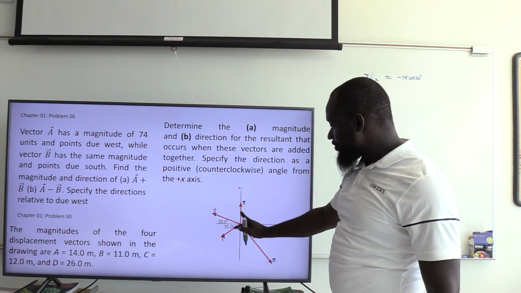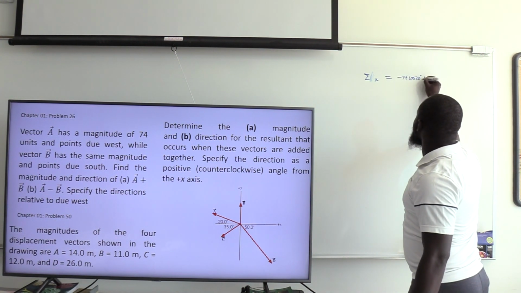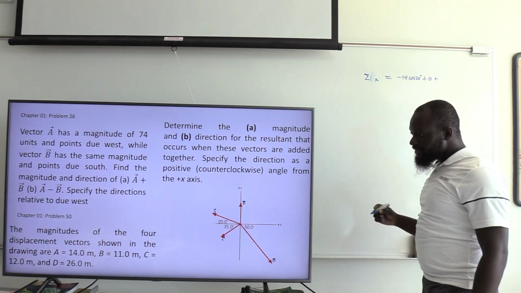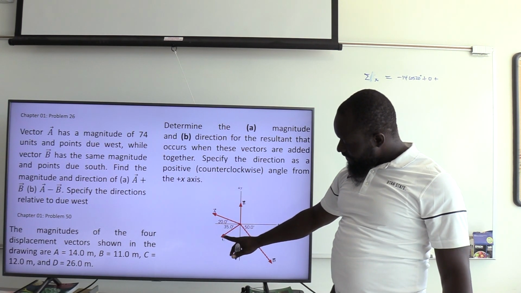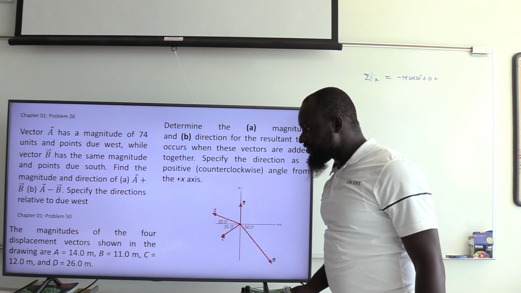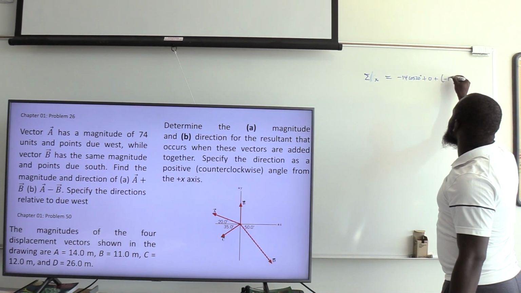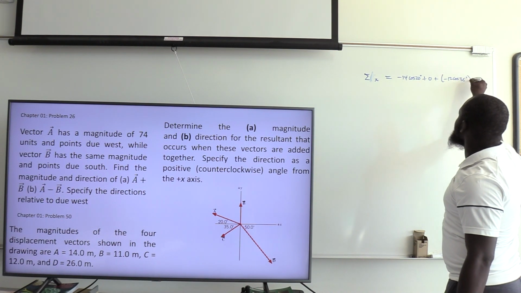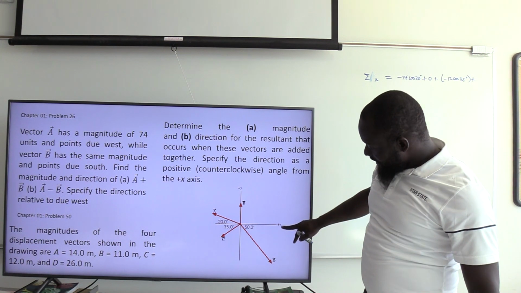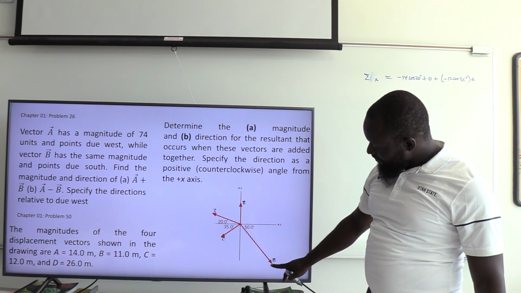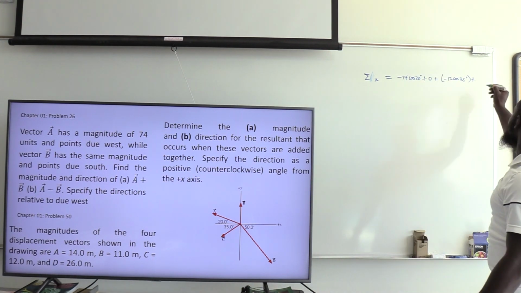Then B has no x component because B is directly vertical. So it's plus 0. C is in the negative direction for the x component, C cosine 35 degrees. C is 12, so it's minus 12 cosine 35 degrees, plus the x component of D. D to the x is 50 degrees, so it will be D cosine 50. D is 26, so 26 cosine 50.